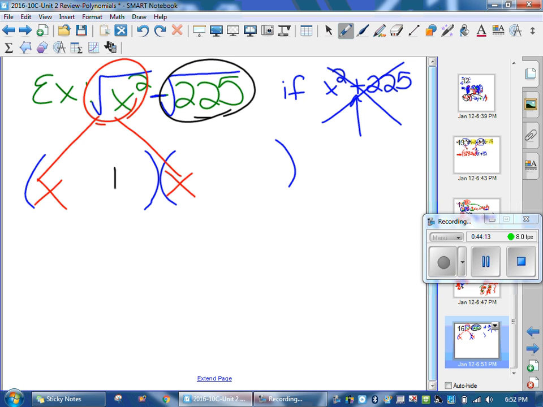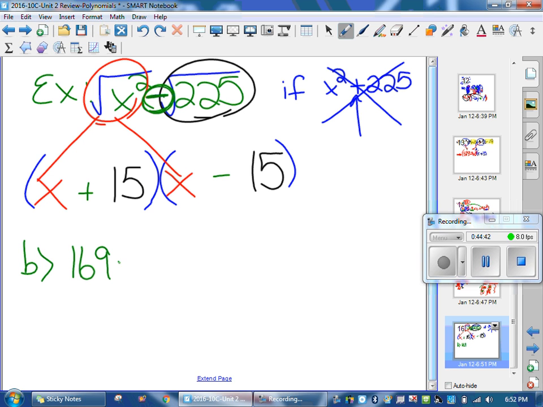Does it matter which one is which? No, it does not. Sometimes you're going to have a question where you've got a number in front where both numbers can be square rooted. For example, letter B, you've got 169x squared minus 196y squared. Well, in this case, we check our square roots. Yes, they are both perfect squares. So I can open two brackets. The square root of 169 is 13.